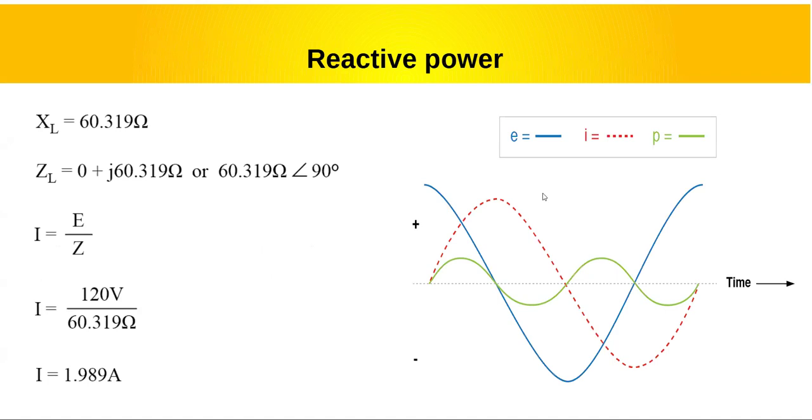So here's a similar chart. Now we have reactance. Blue is still the voltage, and this is an inductor, so the current is lagging. And the power is going negative an equal amount. So the average power is what? Zero.